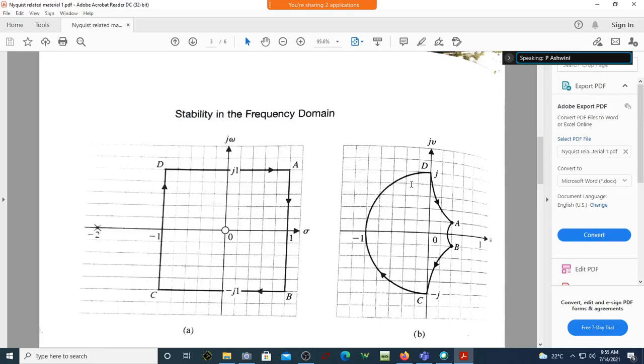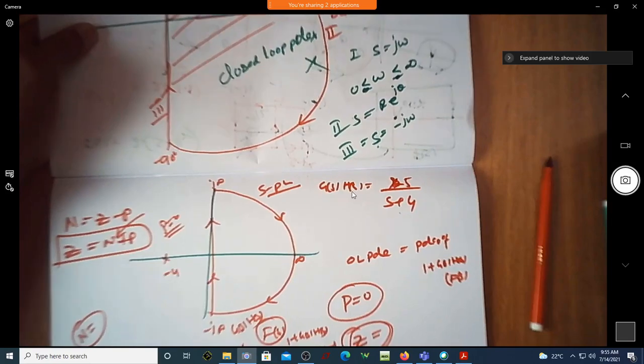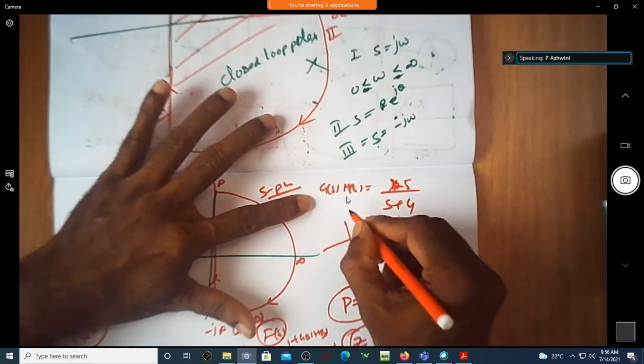Now, how does this contour, which looks like this semicircle in the S-plane, look in this G(s)H(s) plane? Getting the point? Yes, sir. So I will write in the G(s)H(s) plane a one-to-one mapping of all the points of this contour, and I will look for the point minus 1 plus j0. Is it encircled or not? We will look for whether this minus 1 plus j0 is encircled by the equivalent contour of this in the G(s)H(s) plane.